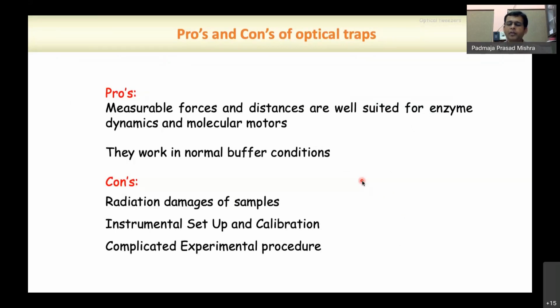The cons: radiation damage is a very important factor, and when you use a very high power laser beam to trap bigger objects, that eventually ends up causing radiation-induced damage inside the sample. The instrumental setup and calibration is a bit tricky. The experimental procedure is not that easy.